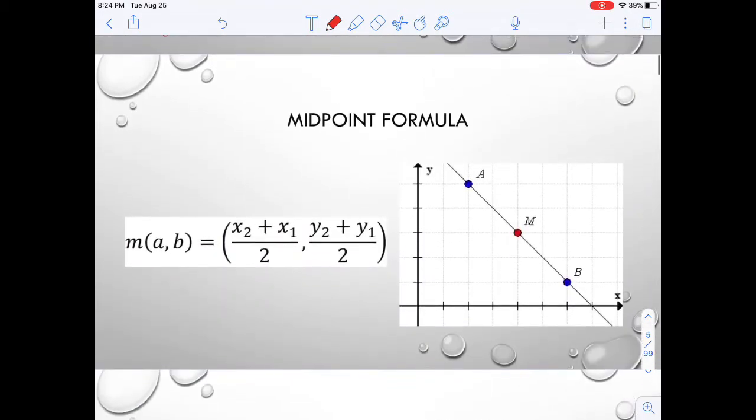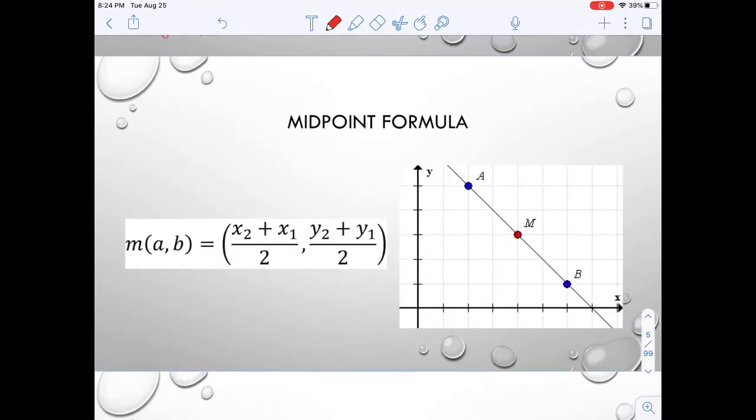Okay. The next formula that you guys should be familiar with is the midpoint formula. Okay, the midpoint between points A and B is found by having the sum of x coordinates, x sub 2 plus x sub 1, divided by 2. And then the y coordinate is the sum of your y coordinates, y sub 2 plus y sub 1, all divided by 2.